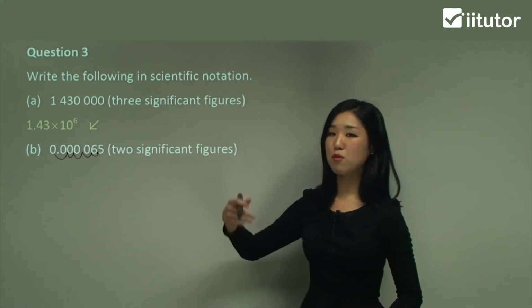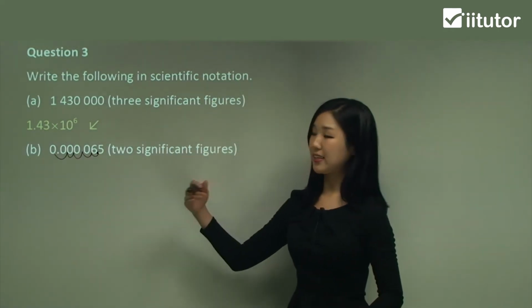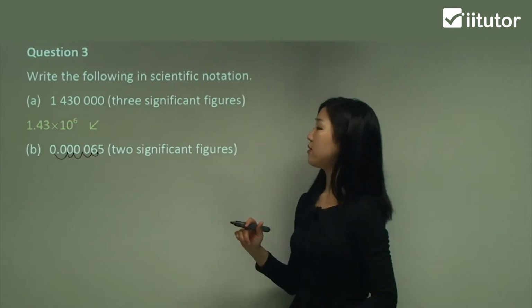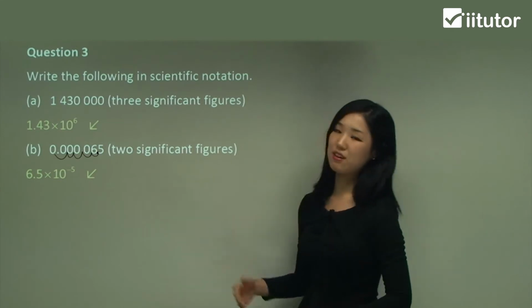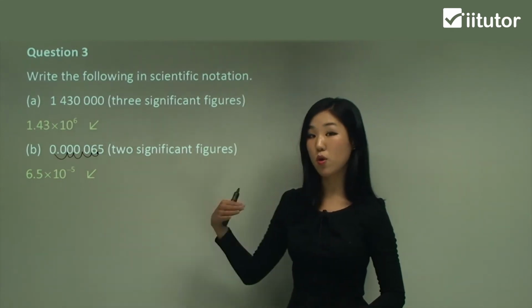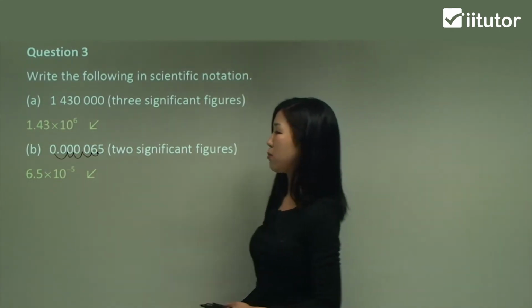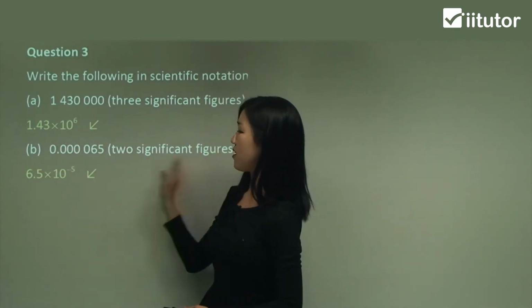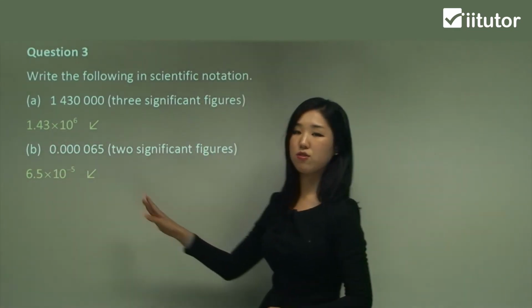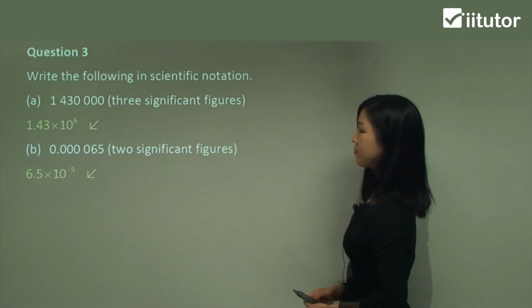So it's basically moving back 10 5 times. So it's going to be 6.5 times 10 to the power of negative 5 because we're going backwards. Whenever we're going backwards, we put a negative in front of the index. And it says 2 significant figures, but it's already in 2 significant figures, so that's the answer.